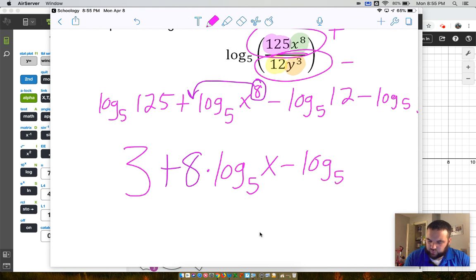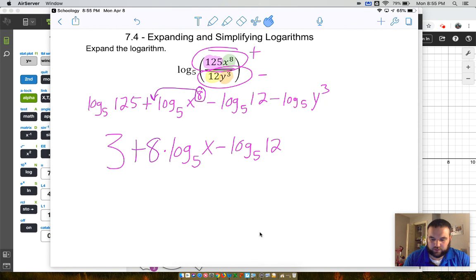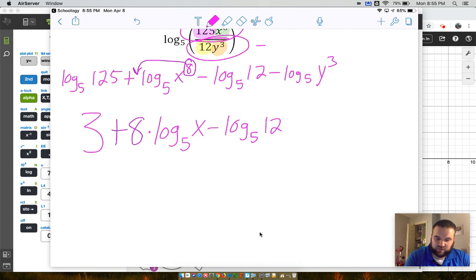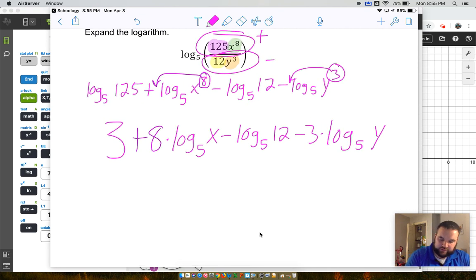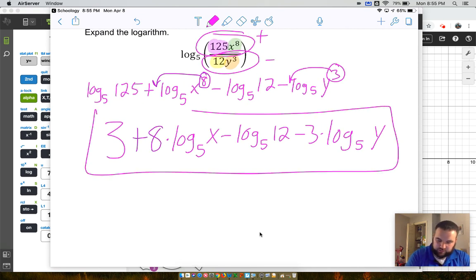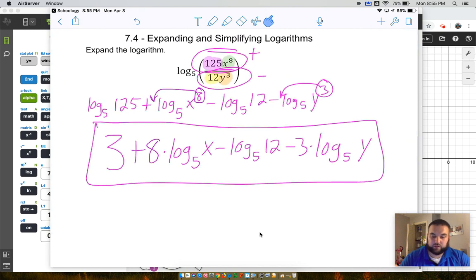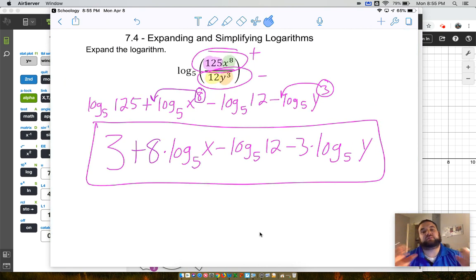Log base 5 of 12, I could change into a decimal, but I'm actually okay with you just leaving it like that. And then finally, this is minus, and I'm going to bring the 3 out front, minus 3 times log base 5 of y. Okay, so this is my fully expanded logarithm. I've split it up so each log only has a number or a variable with no powers.